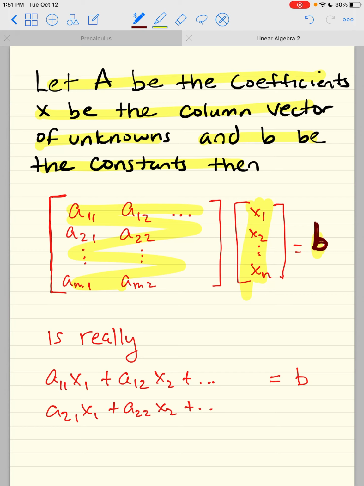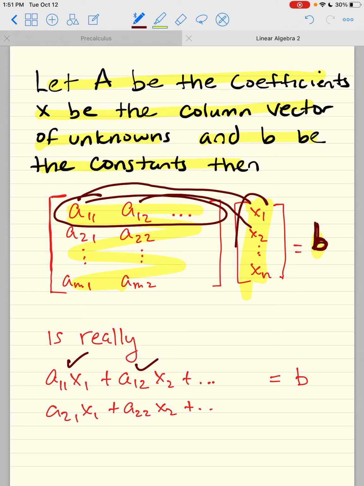What we have really going on here is what we did in our previous video with matrix multiplication. It's like a11 times x1, a12 times x2, and we go across this way and down here, and that's going to equal b.